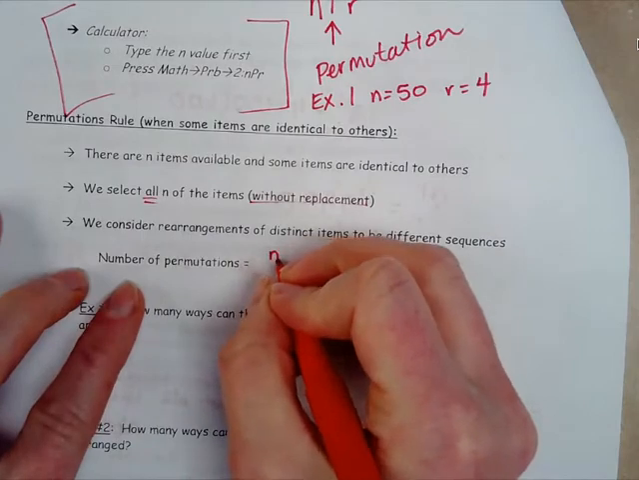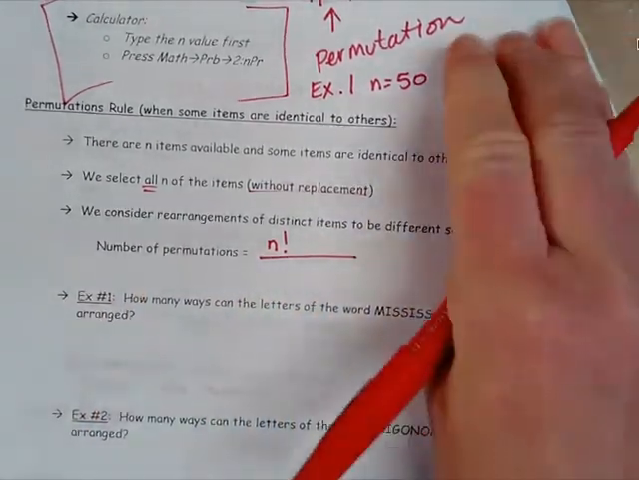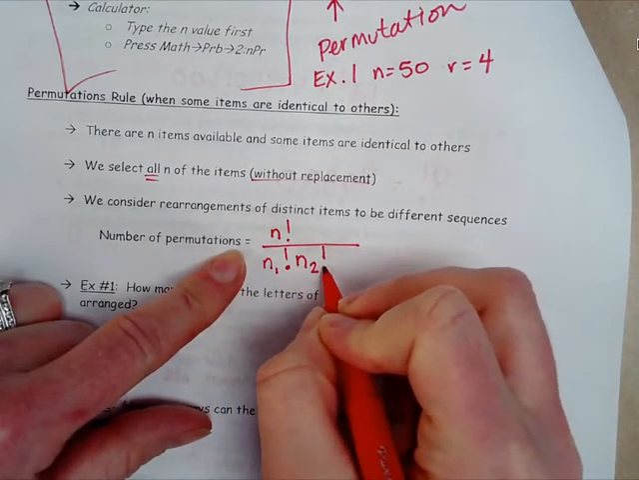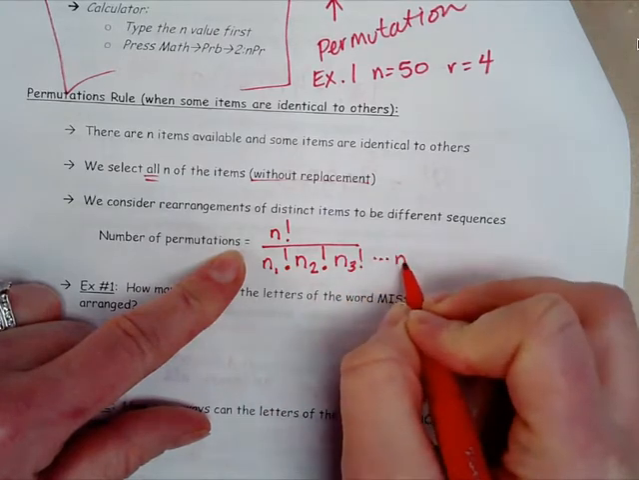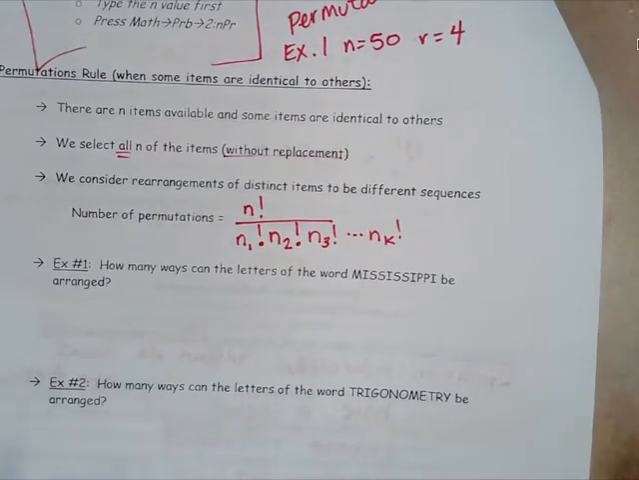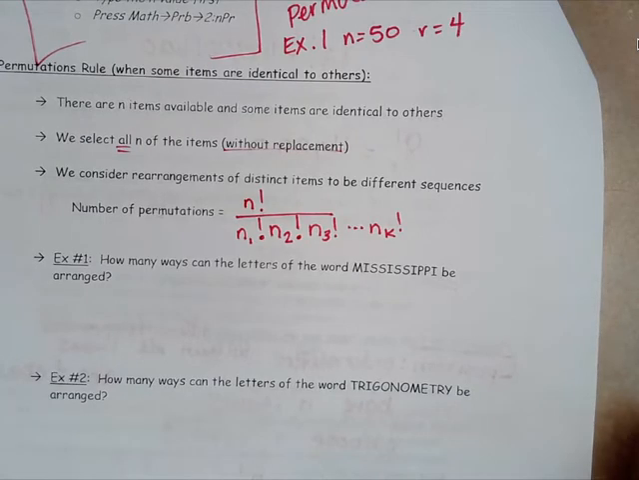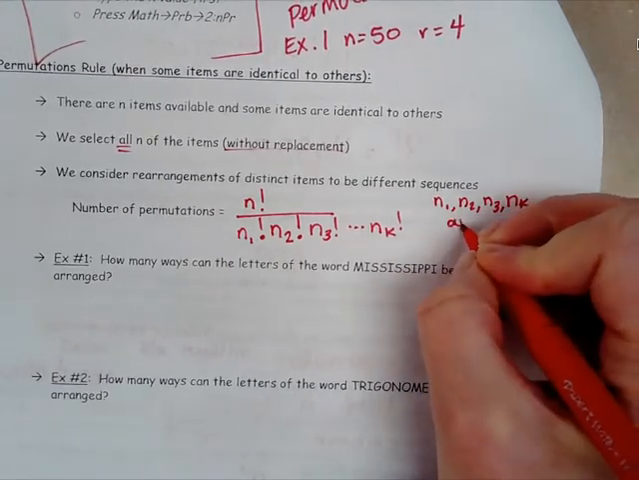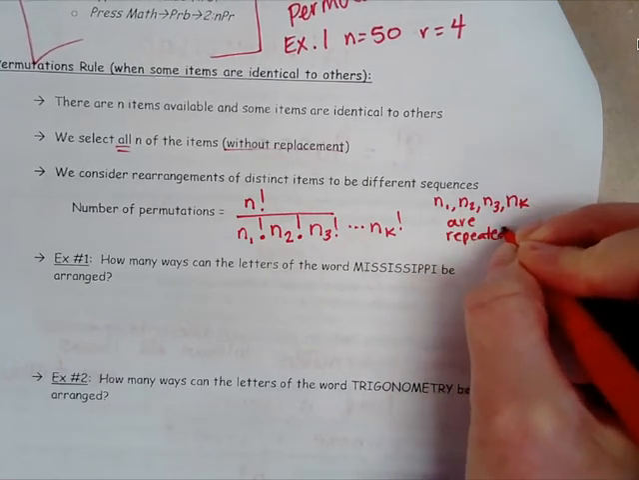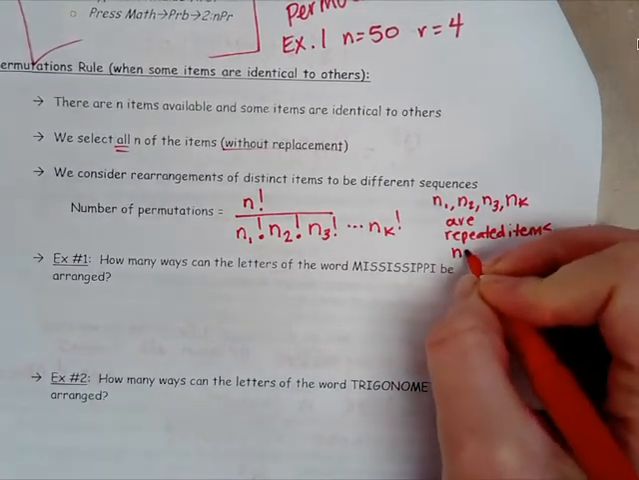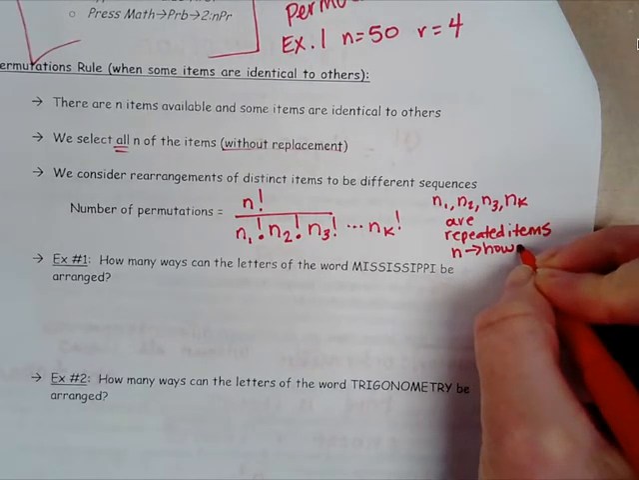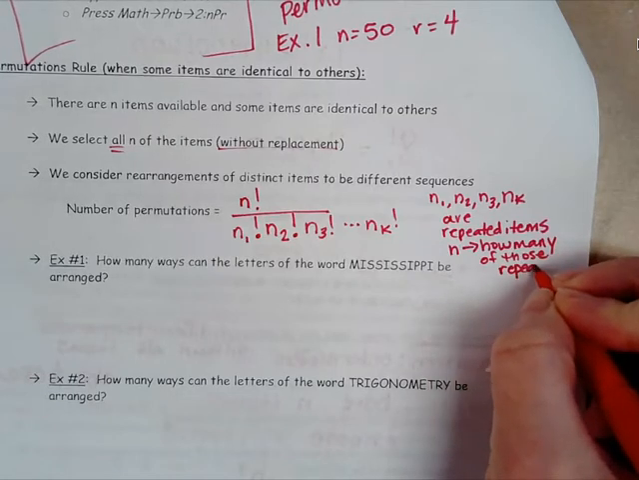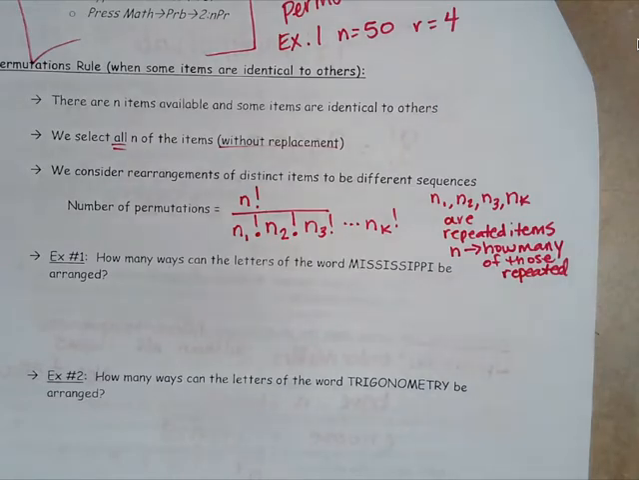So we are going to use N factorial over, so this is our total, and then n1 factorial, n2 factorial, n3 factorial, dot, dot, dot, nk factorial. I'm going to explain what those are in a minute. N1, N2, N3, and NK are the repeated items, and each one is how many times it was repeated. How many of those repeated items are in your list or in your bag that you're choosing from?